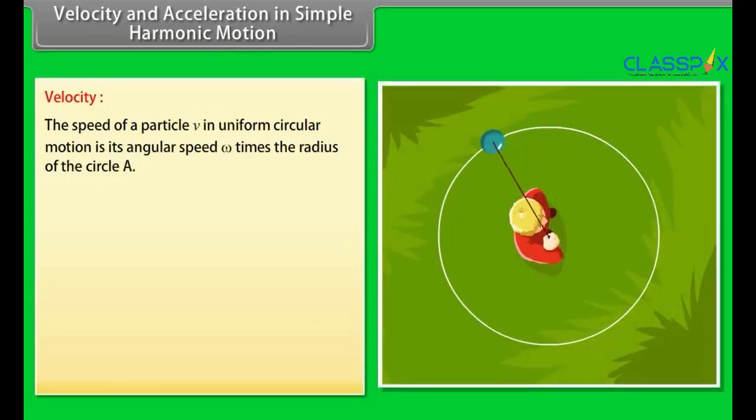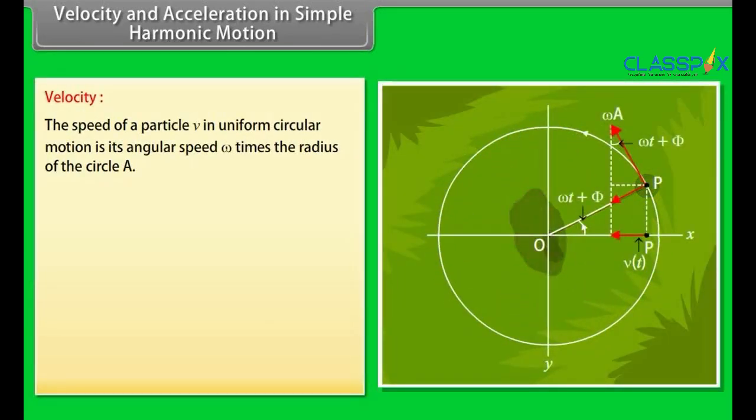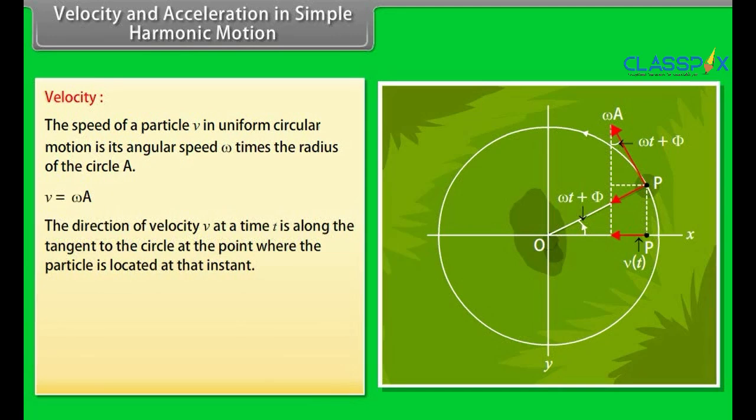Velocity and acceleration in simple harmonic motion. The speed of a particle v in uniform circular motion is its angular speed ω times the radius of the circle A. v is equal to ωA. The direction of velocity v at time t is along the tangent to the circle at the point where the particle is located at that instant.